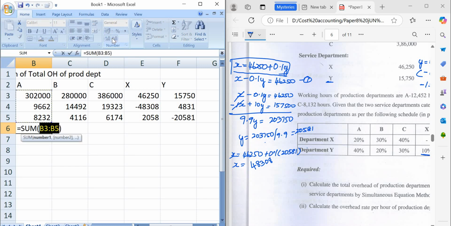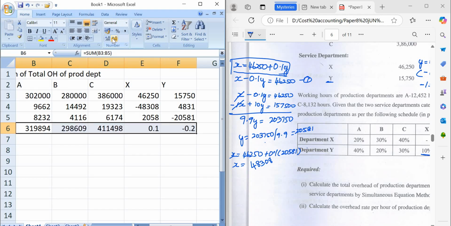So now the total overheads for the production departments will be around 3,19,894, and here 298,609. Here it is 411,497. Here it is a negligible amount only. If I calculate using a calculator with exact figures, I will be getting 0 only.